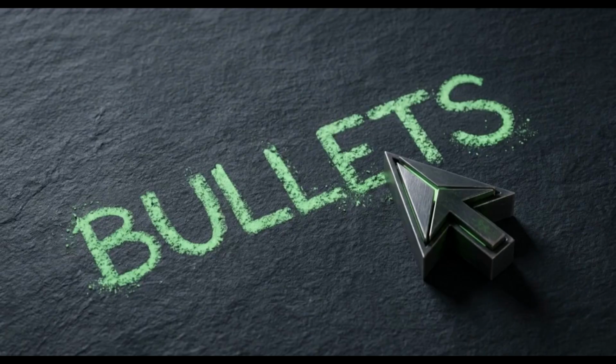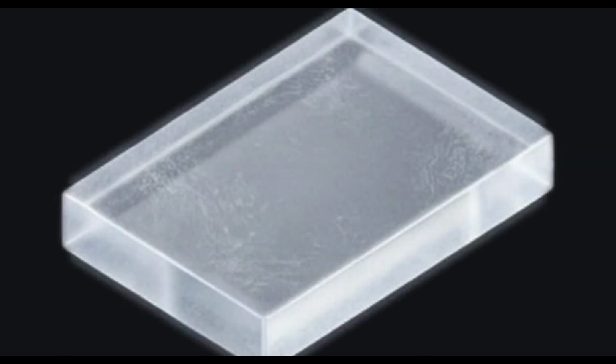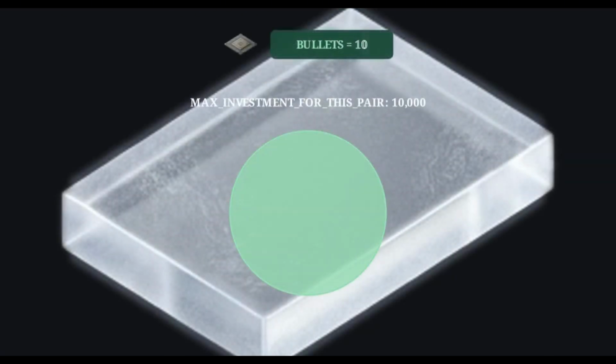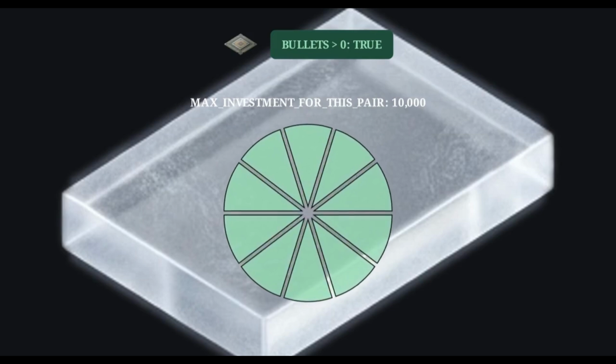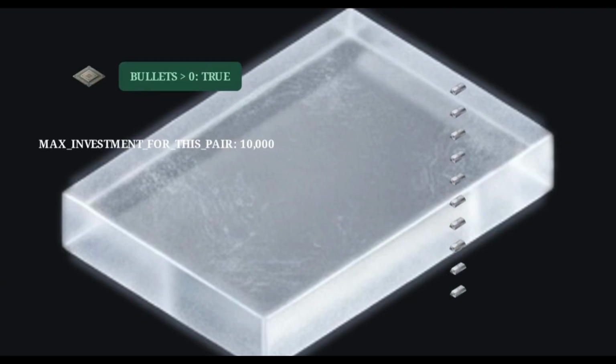The bullets parameter operates strictly as the system's DCA count dial. It determines exactly how many times the strategy can deploy capital into a given pair. When the bullets value is set greater than 0, the system executes the exact division of your maximum investment for the pair by the bullets value. Configuring 10 bullets on a 10,000 capital allocation results in exactly 1,000 allocated per order.